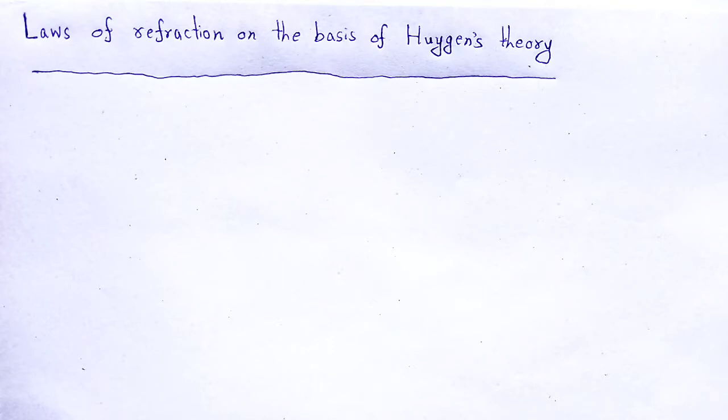In this video, we are going to discuss laws of refraction on the basis of Huygens theory. Let's begin. There are two laws of refraction. One is the ratio of sine of angle of incidence to that of sine of angle of refraction is a constant, which is known as the refractive index. That law is also named Snell's law.